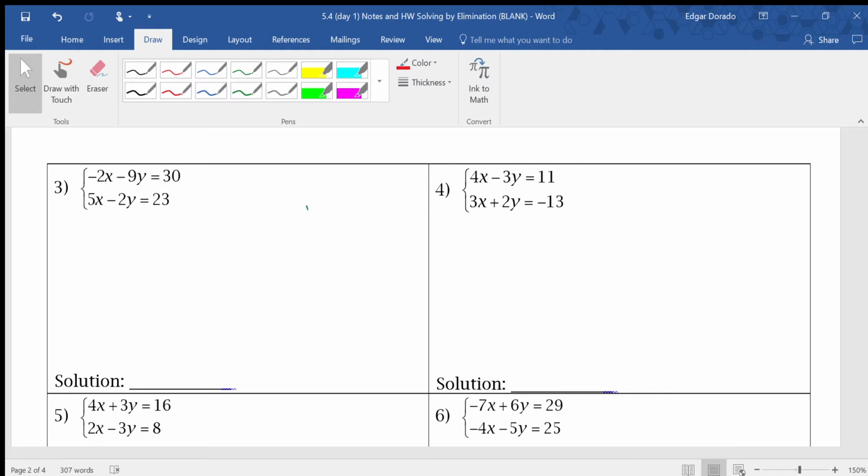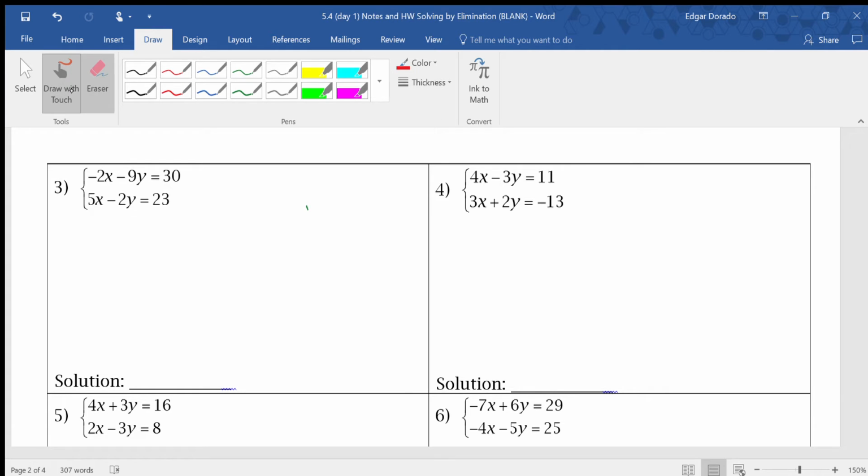That doesn't help us. What about if I add the negative 9y and the negative 2y? Well, that would give me a negative 11y. That wouldn't help me at all. So what I'm going to have to do is multiply something here. But be very careful. Remember, this is another helpful hint, guys.